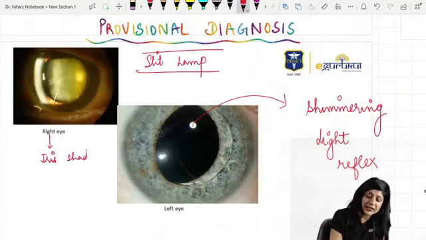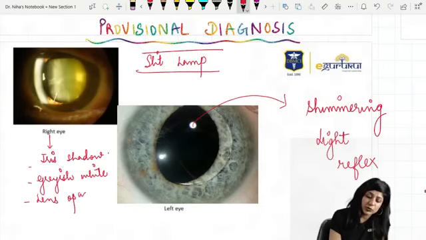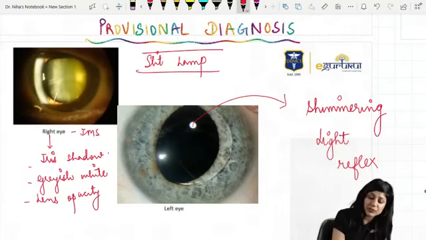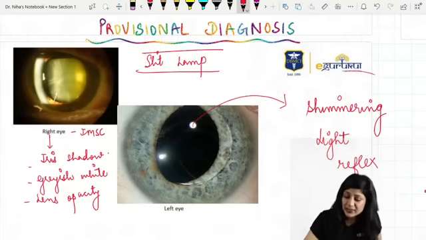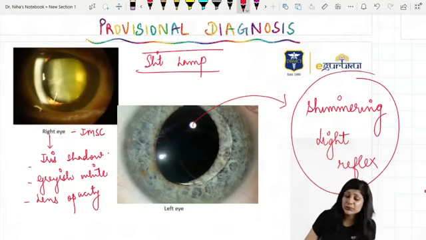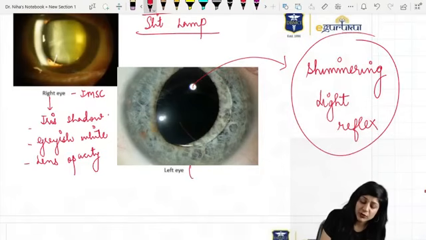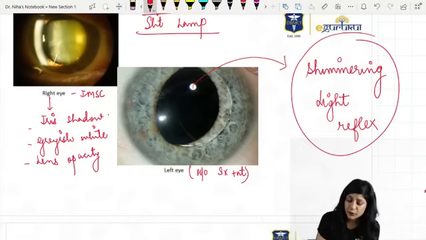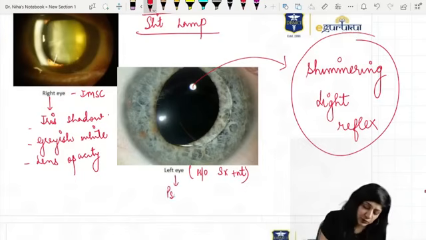So because in the right eye we were having the iris shadow, the grayish white color of the cataract, and the lens opacity, we made this provisional diagnosis that this patient has right eye immature senile cataract, while in the left eye we are getting the shimmering reflex. There was also a history of surgery, therefore this is a case of pseudophakia.